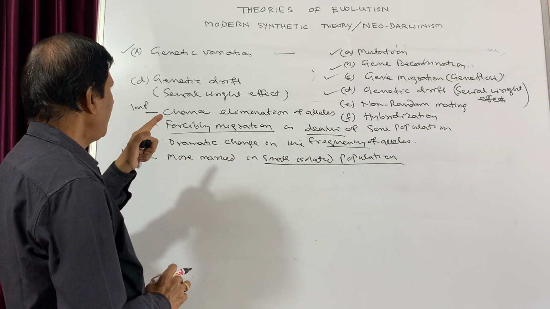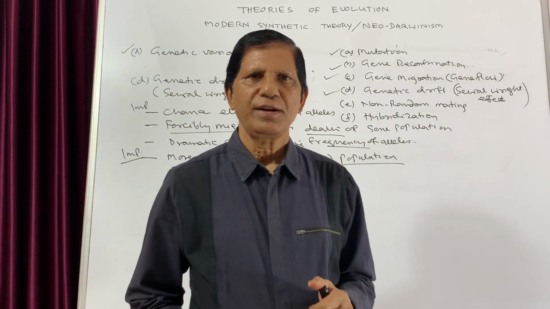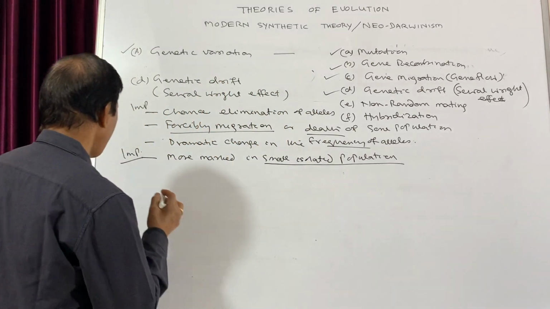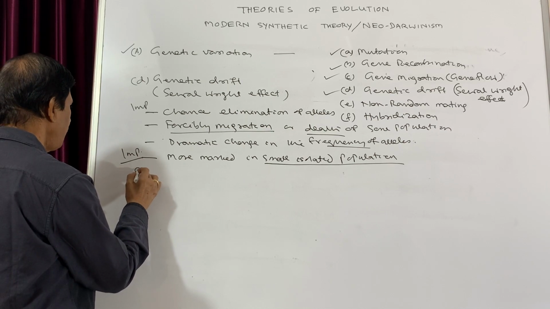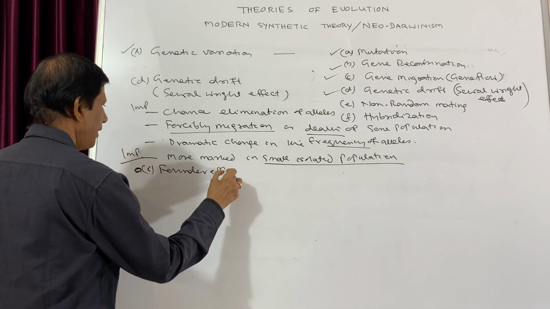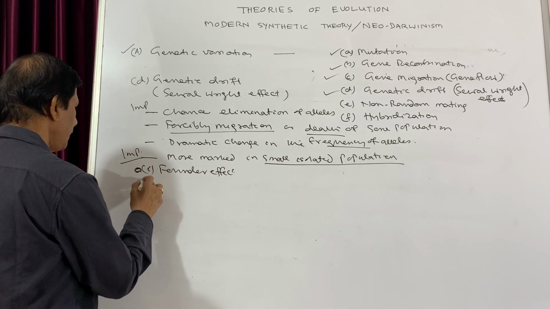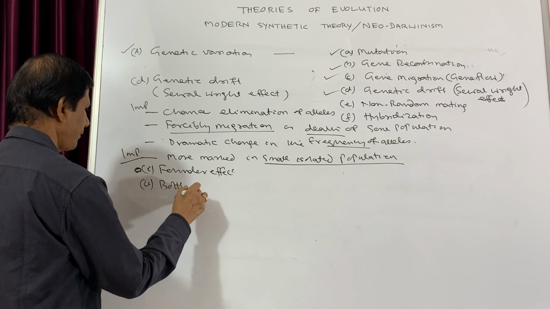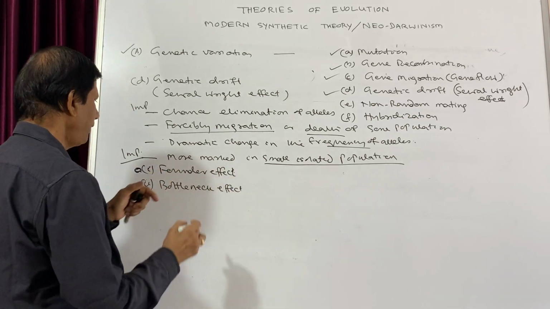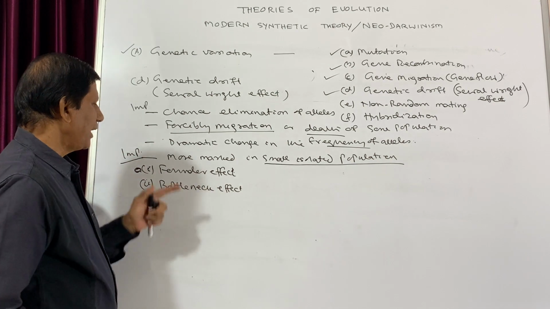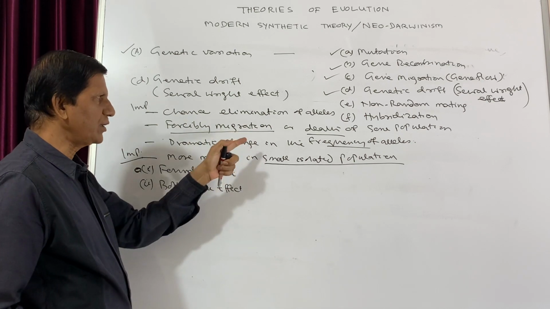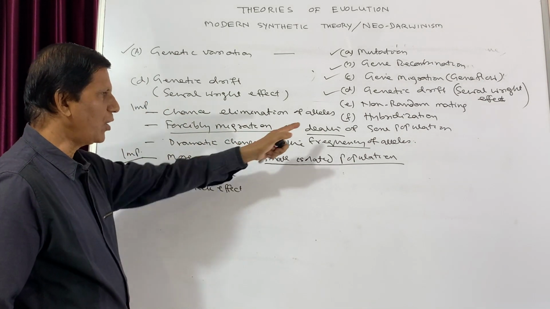Now this genetic drift is again of two types. It may be the founder effect, and the second one is known as the bottleneck effect. These two are very important from the examination point of view. Founder effect or bottleneck effect. Now I have already told you that genetic drift takes place due to forced migration, or some are compelled to migrate, or due to death.